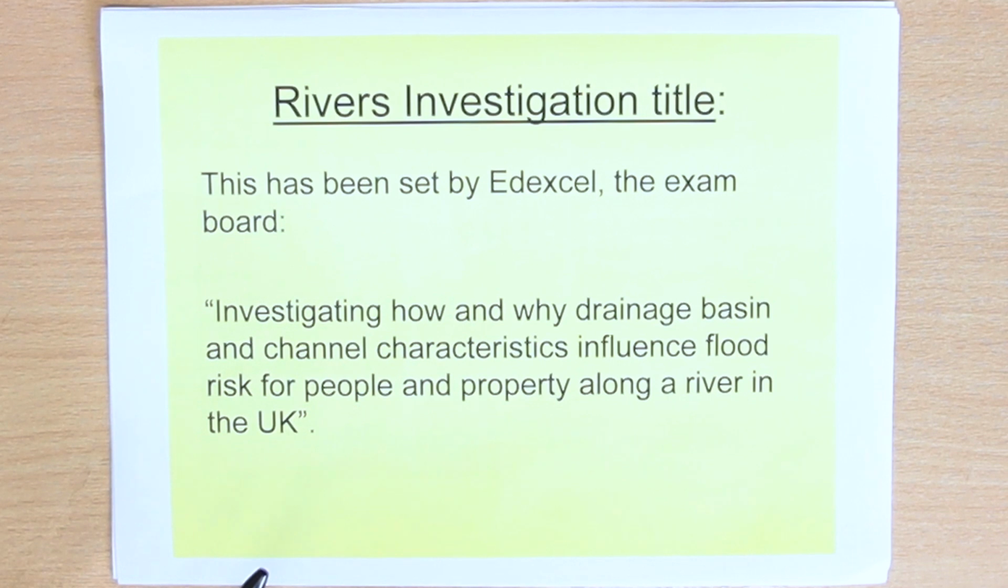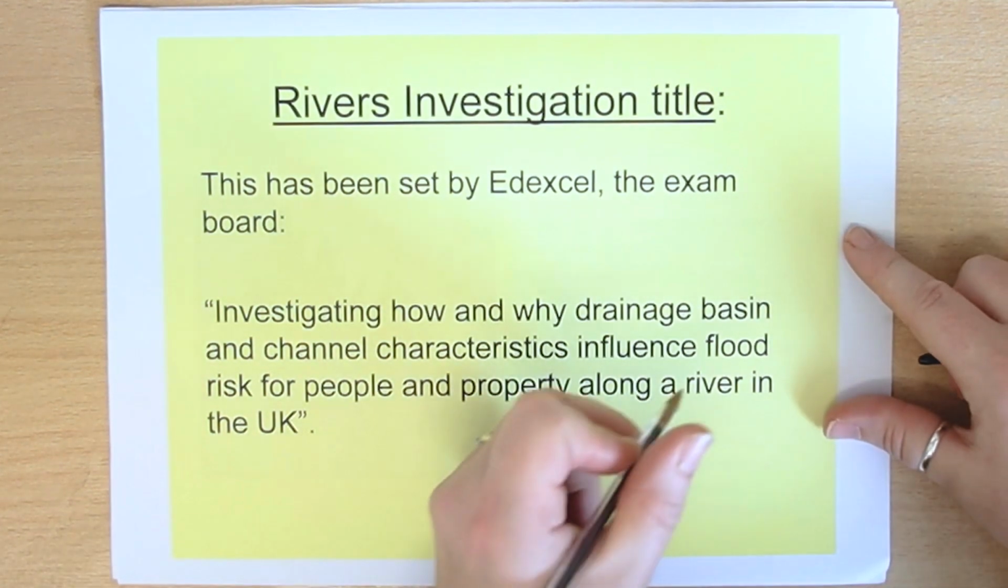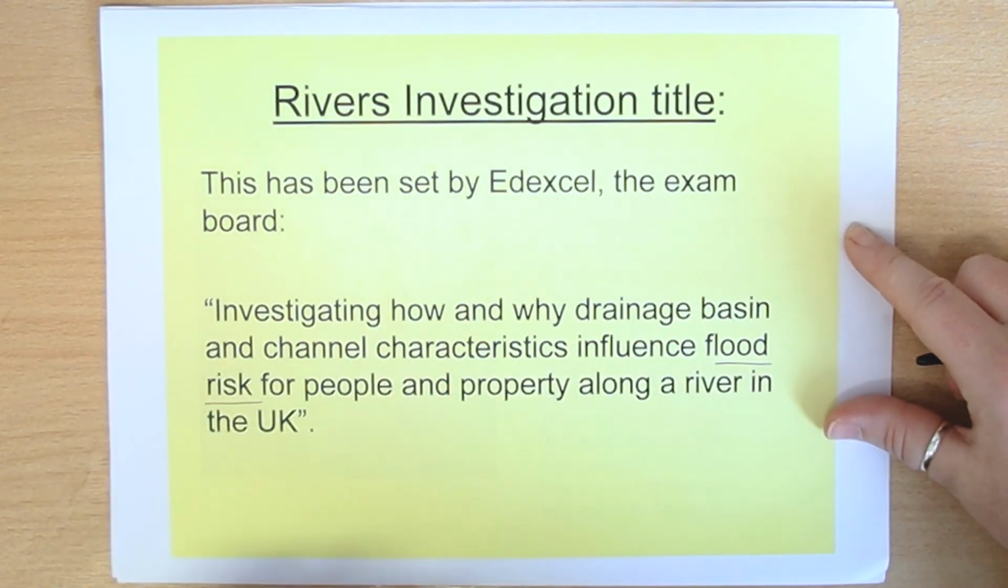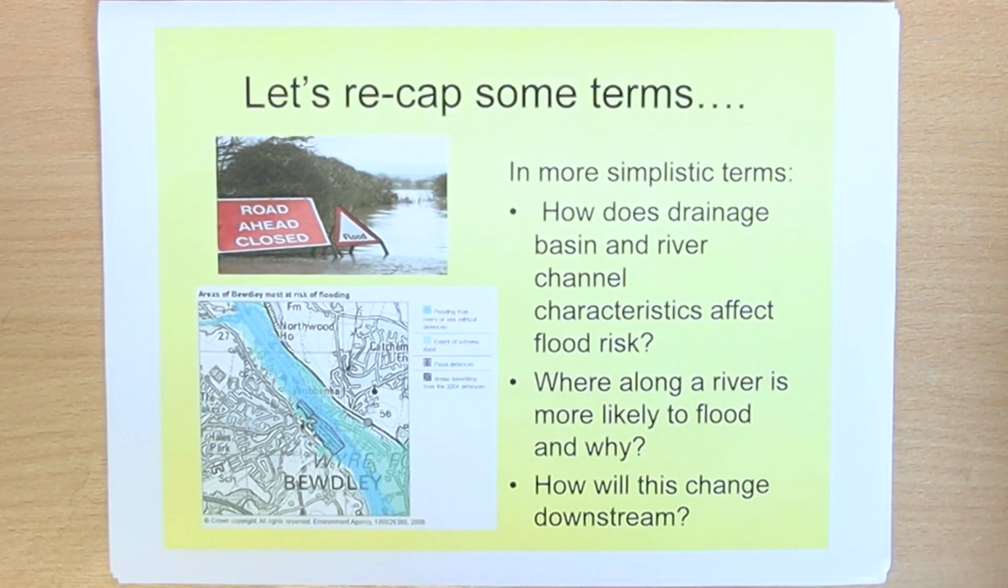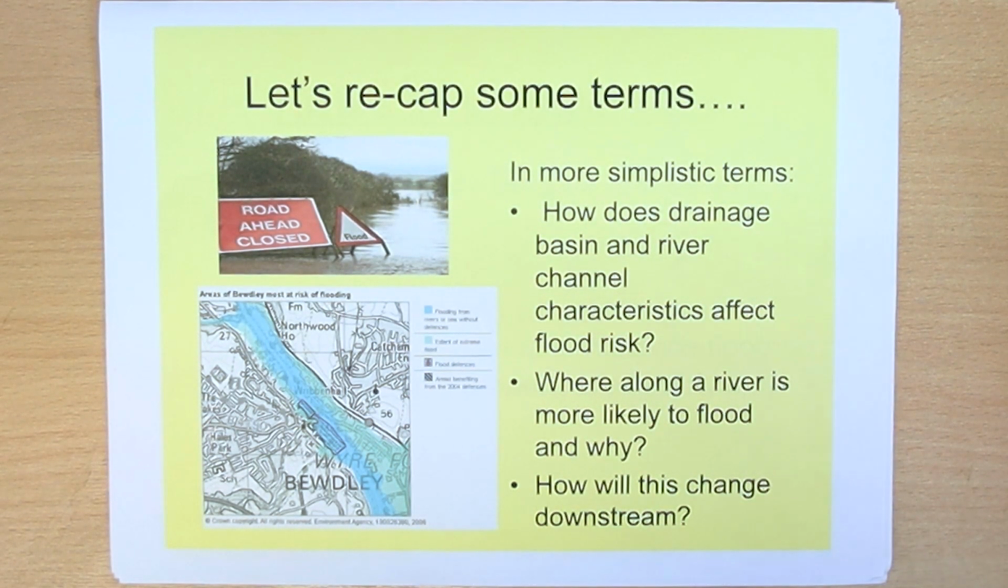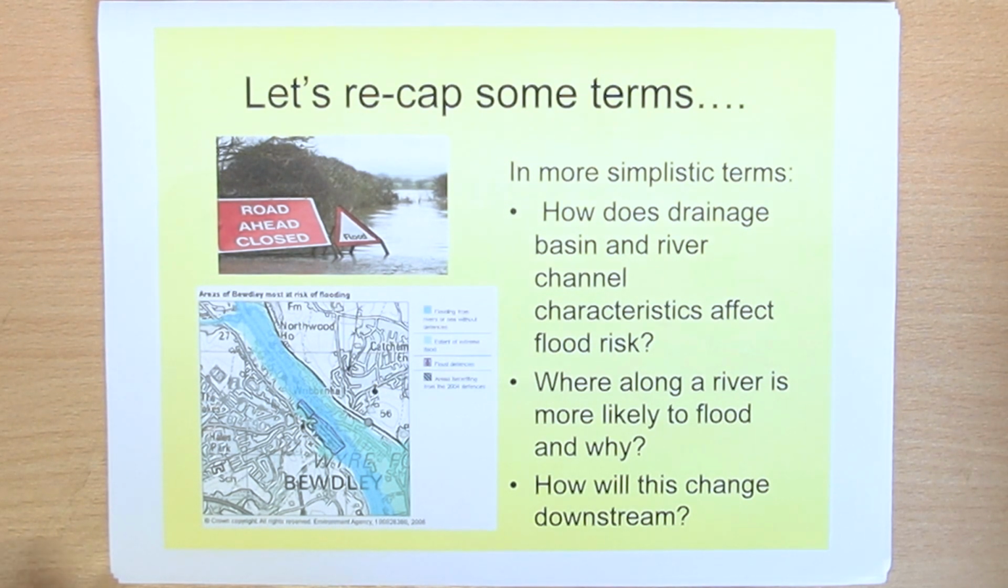This one is very long and it's very wordy. Investigating how and why drainage basin and channel characteristics influence flood risk. It's incredibly wordy, but let's see if we can unpick it and actually work out what it's going on about. I think the first phrase, flood risk. We all know what a flood is. Well, we should do. Okay? We all know what a flood is. We know that some rivers are more prone to flooding than others. We also know that there are many and complex reasons as to why rivers flood. It's not just a case of there's too much rainfall.